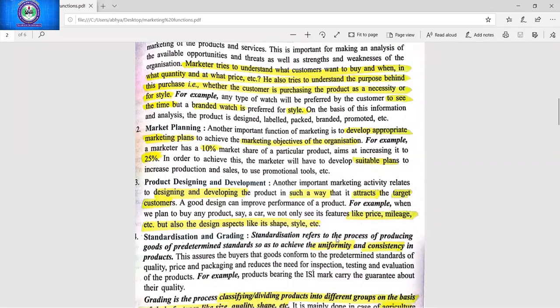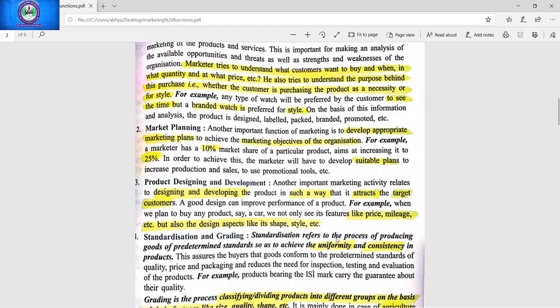Suppose your customers' target market is the youth, the young generation. The young generation believes in style. Suppose you are going to manufacture a car and the young generation is your target market. This time you want to target the youth of the country. The youth of the country does not believe in the mileage of the car. They just believe in the style and luxuries offered by a car. So you will be making the product according to their needs.